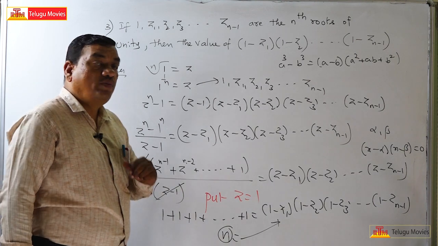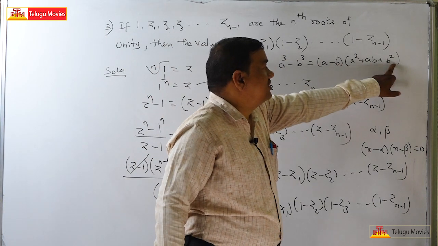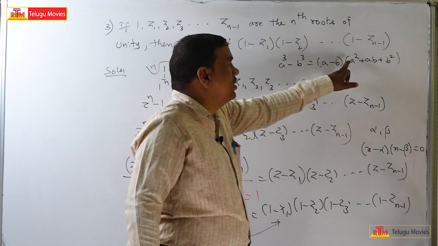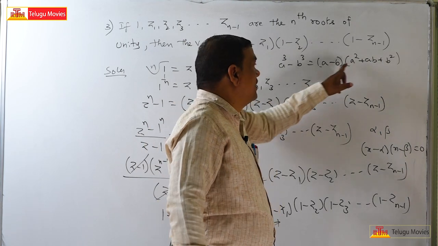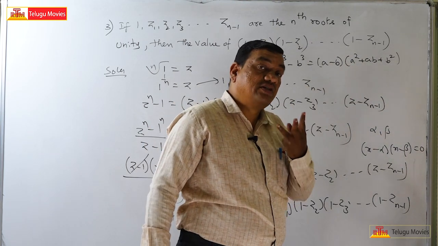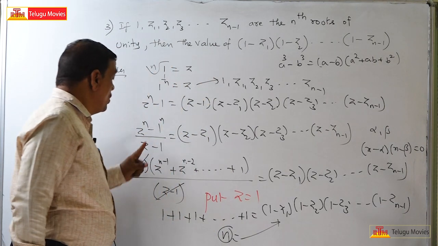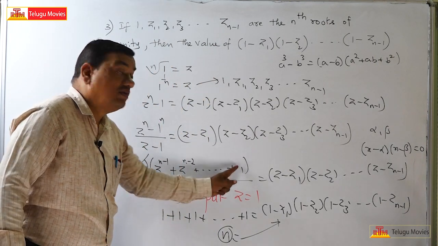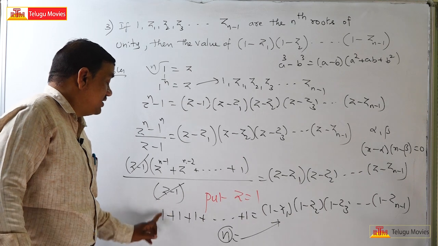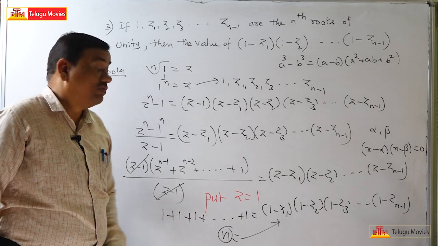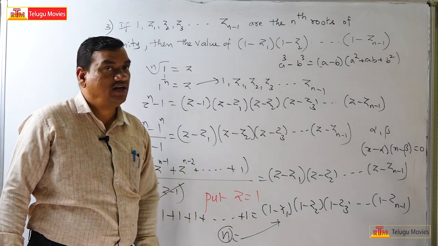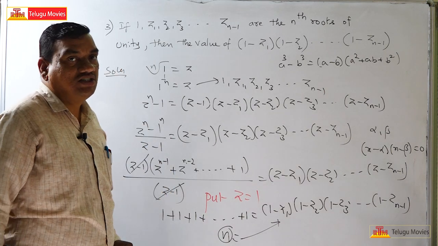So here also you may get a doubt. Sir, how can you say n? Here, in a squared plus ab plus b squared, 3 terms will come. So here also, with the whole power n, how many terms will be there? n terms will be there. That's why n ones we will get. So n into 1 is n. Understand that? I hope that you understand this solution.